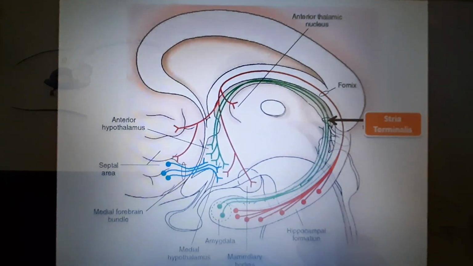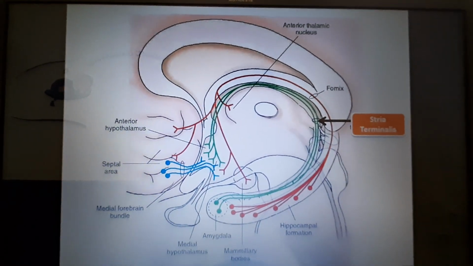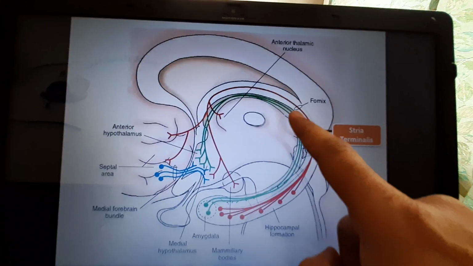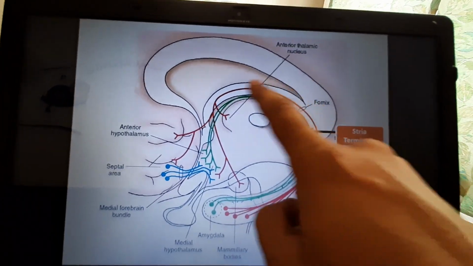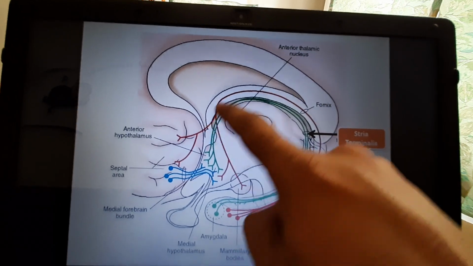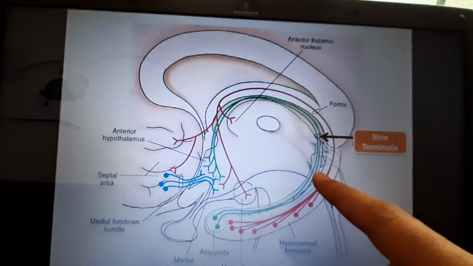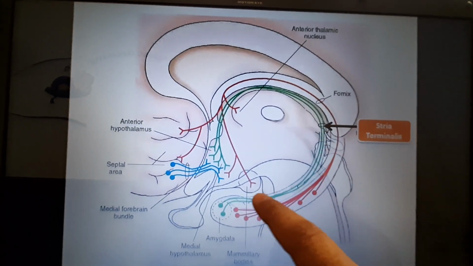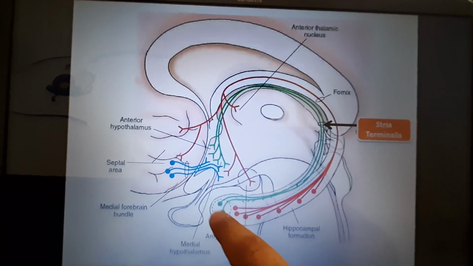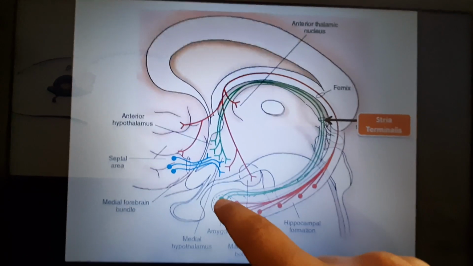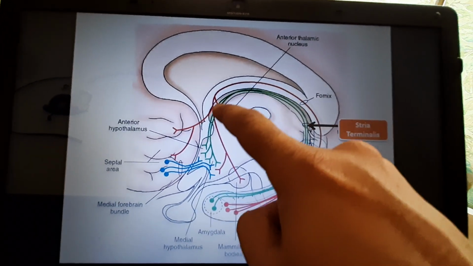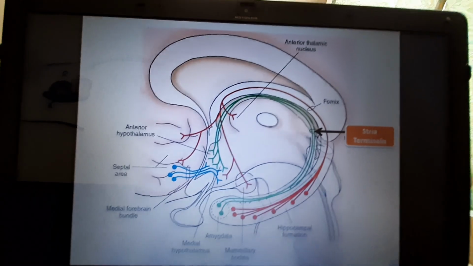So this is one more diagram where we are seeing the connections of the limbic system. Here we can see this is the corpus callosum. Below the corpus callosum, here you have the fornix. Just below the fornix, you have this green colored fiber, which is basically the stria terminalis. Here is the amygdala present in the temporal lobe. From here, the stria terminalis, a bundle of fibers, reaches towards the hypothalamus.